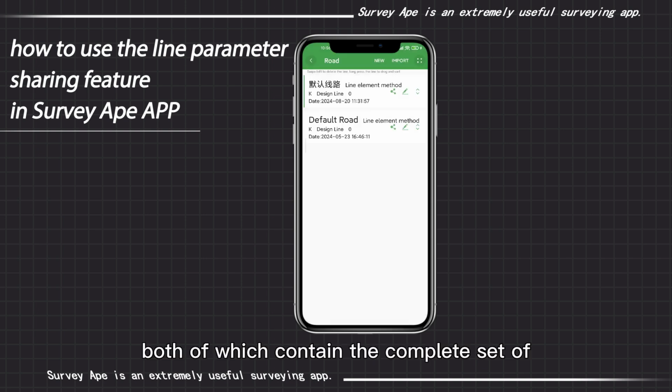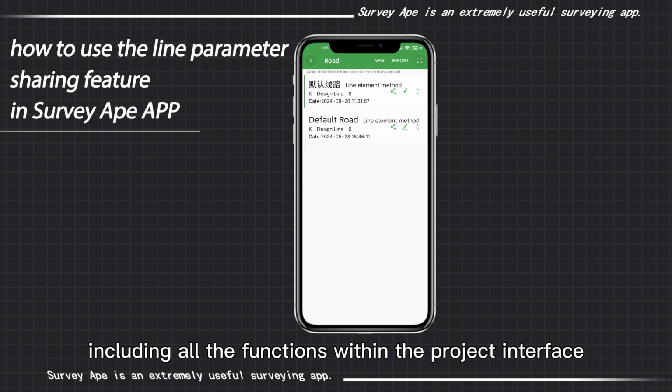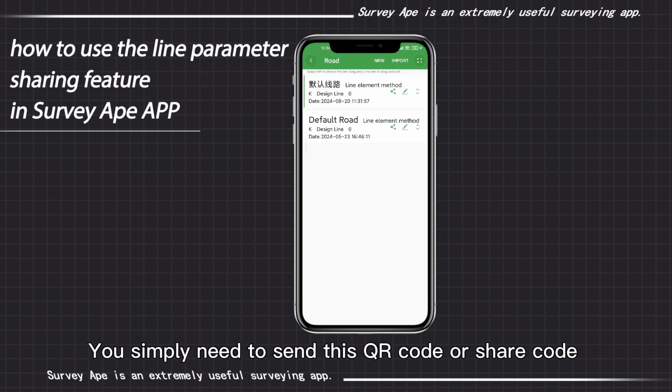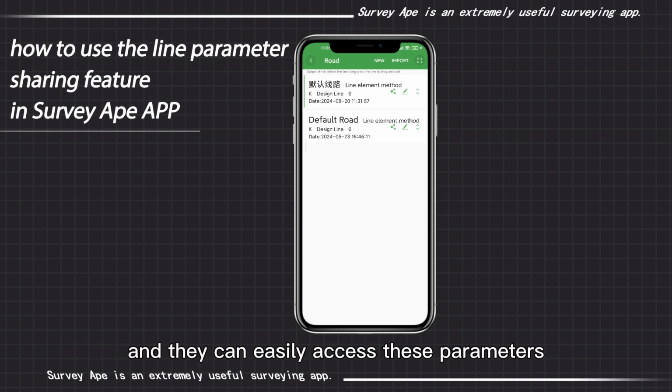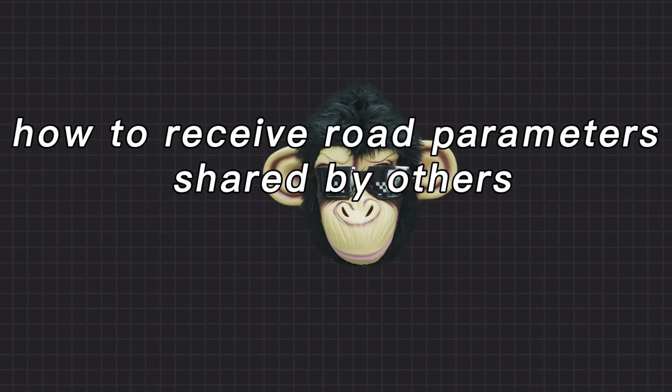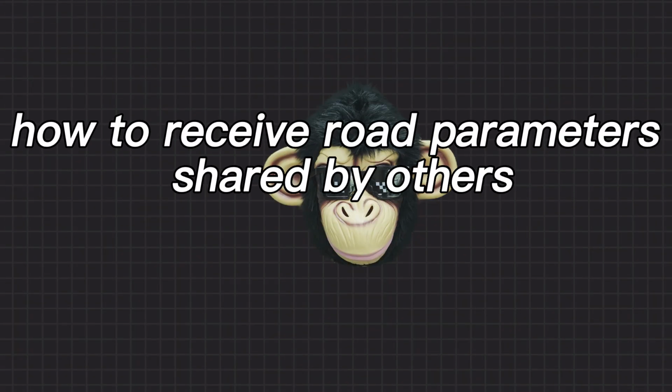contain the complete set of the parameters for the road, including all the functions within the project interface. You simply need to send this QR code or share code to other users, and they can easily access these parameters. Next, let's talk about how to receive road parameters shared by others.